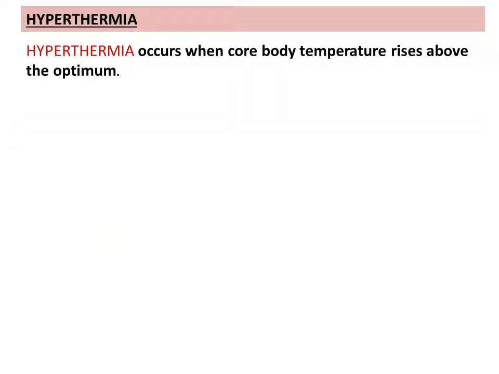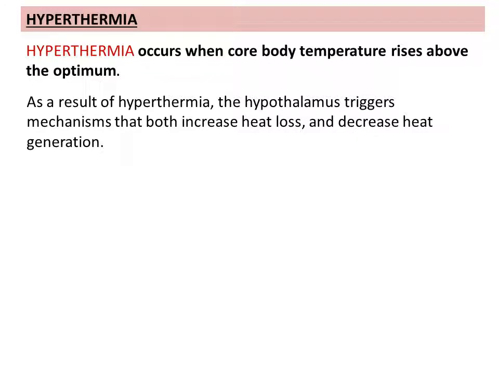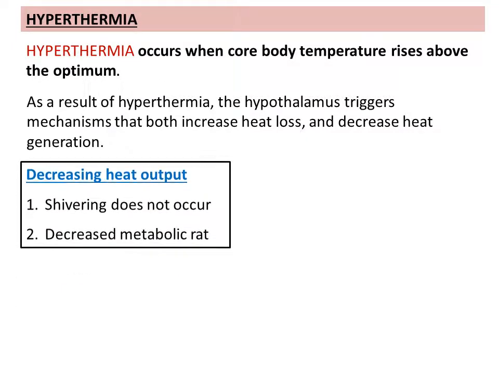So this takes us on to hyperthermia. This occurs in the opposite direction when the body temperature goes above its optimum. This then triggers the hypothalamus, which sets off some mechanisms which will increase heat loss and decrease heat generation. So we won't shiver, we might decrease our metabolic rate by perhaps being quite inactive and maybe feeling quite lethargic.